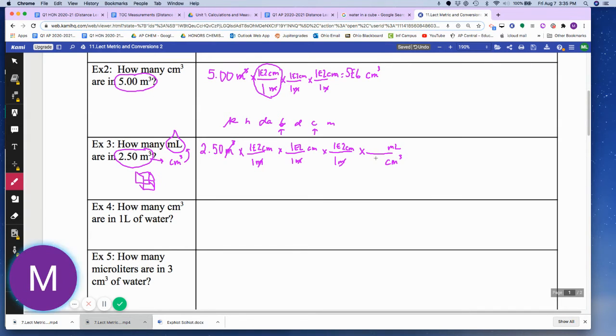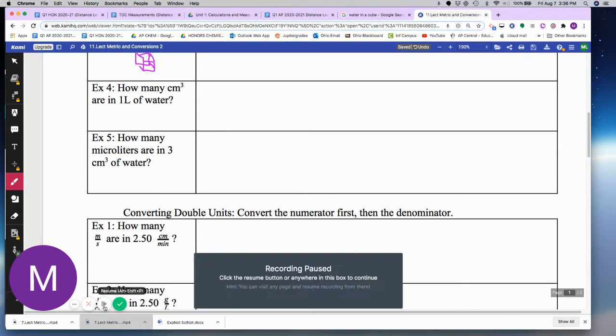Now the equality is one little cube will fit 1 milliliter of water in it. And I do the math and I multiply them. The centimeter cube, three of these will cancel with a centimeter cube down here. And now I have milliliters. So it's 2.5E6, to the 6th power. And my new unit is milliliters. Okay, pause the video and try the next problem.